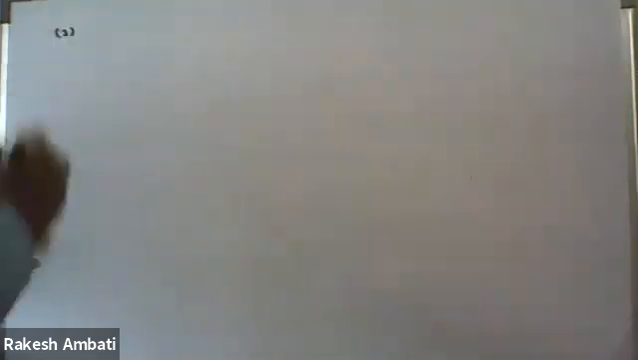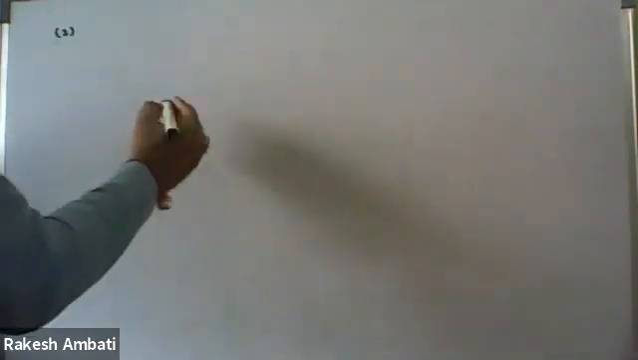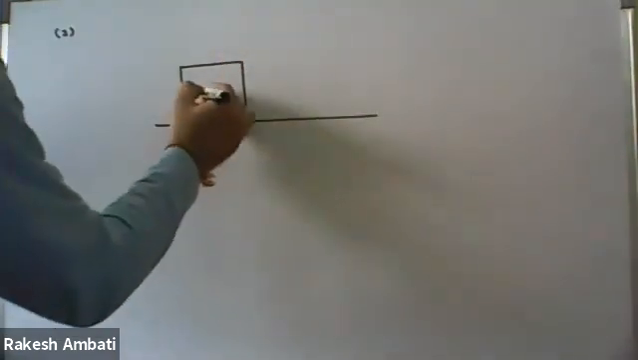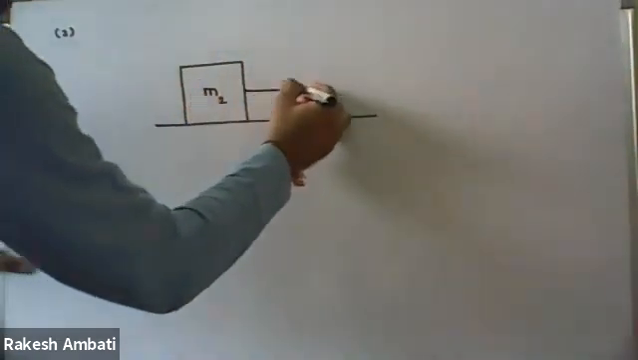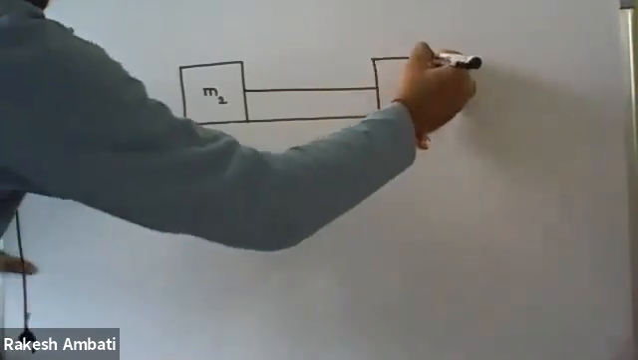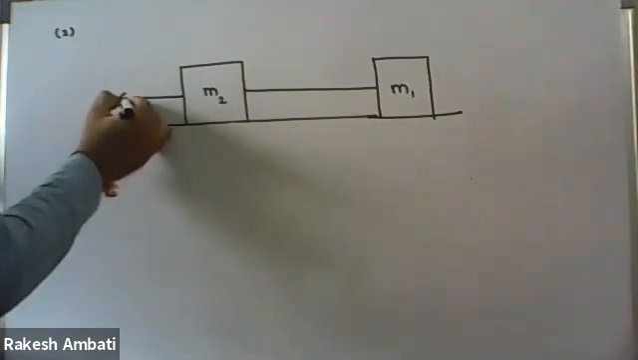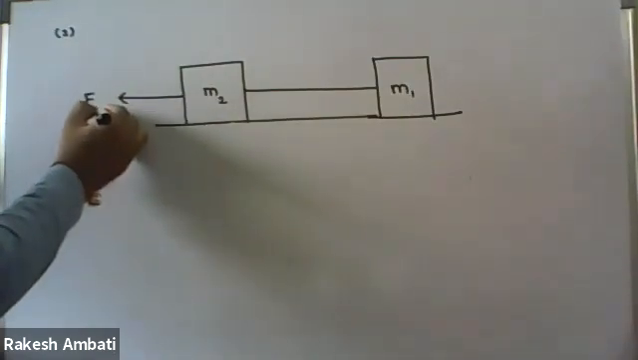Write down the second question. It is a homework question; you try it as homework. This block has mass M2, and this block has mass M1. Now, this is the force applied.